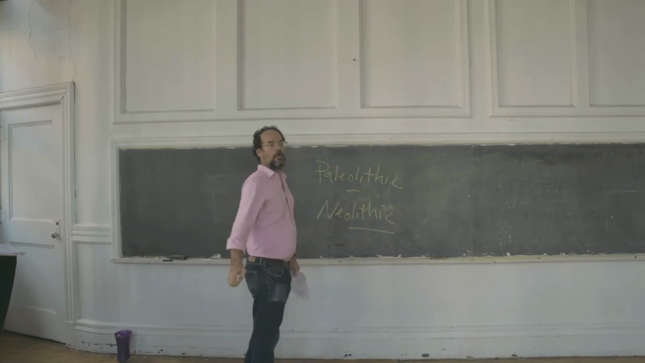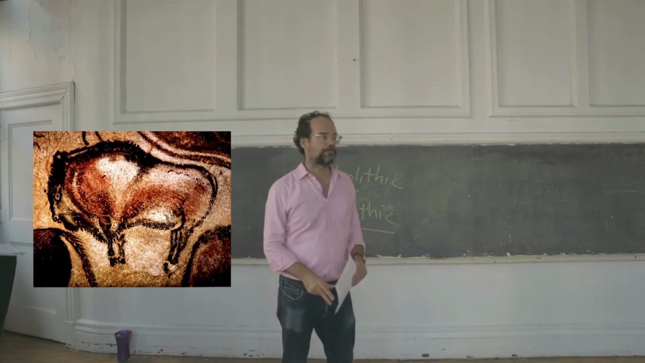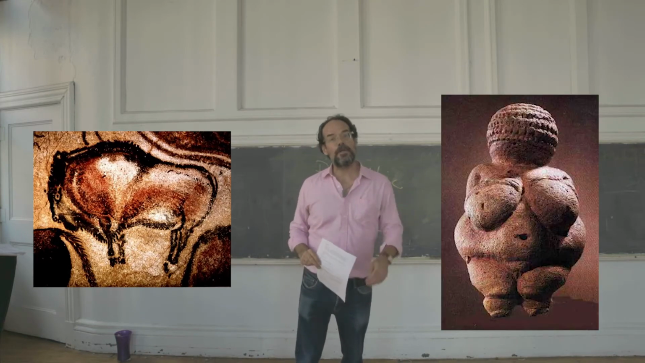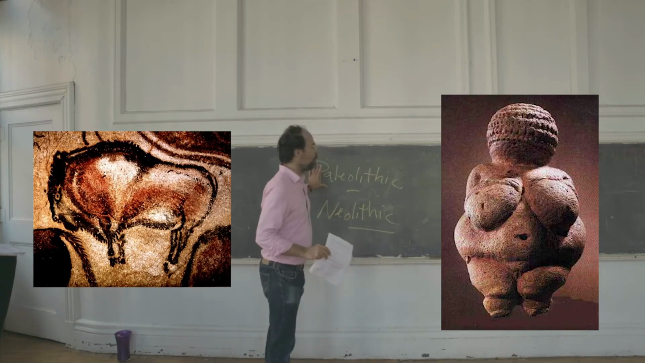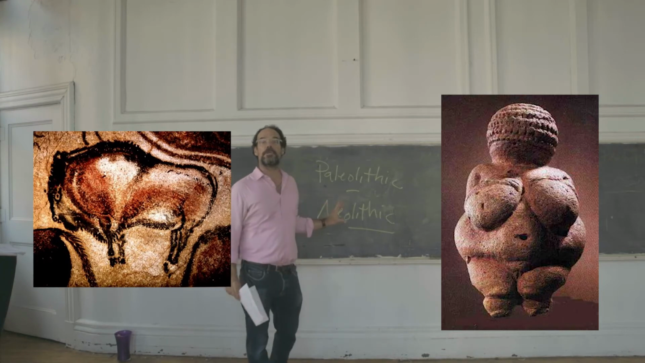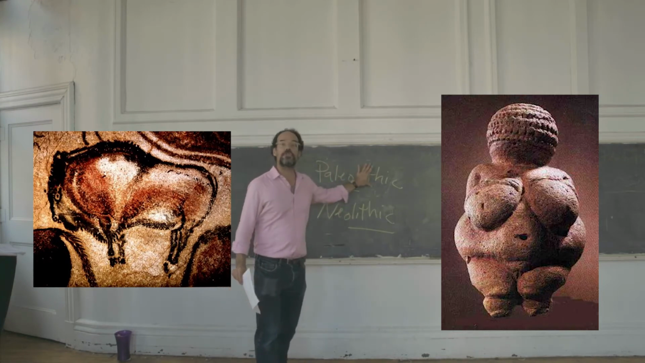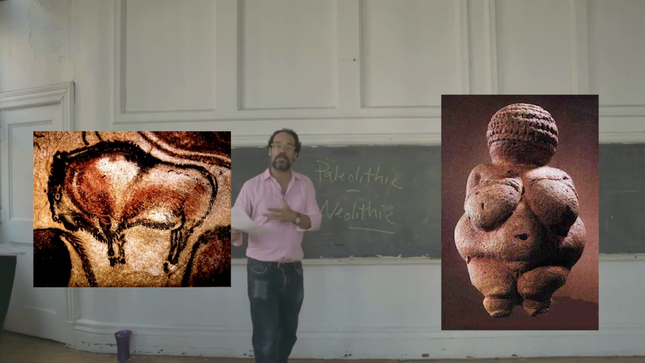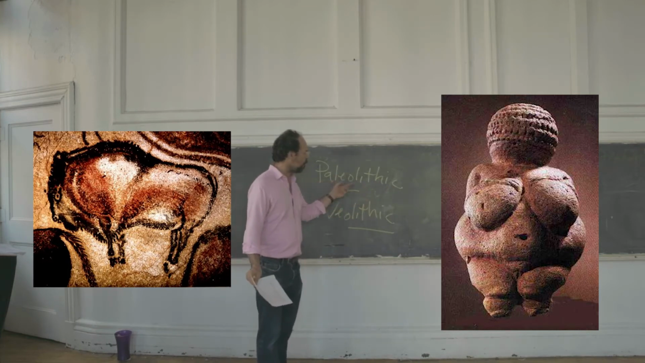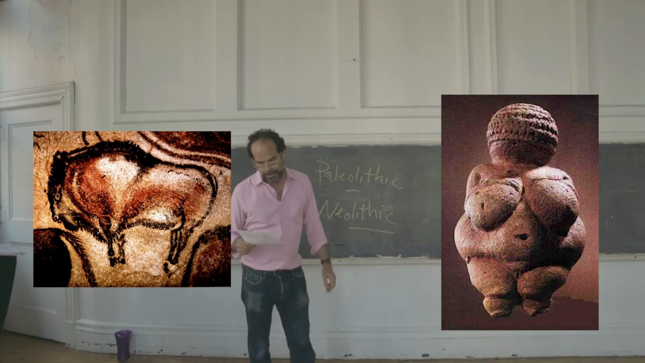Here's an example of Paleolithic art. Here's an example of Neolithic art. Now, Paleo means old, Neo means new. This is Old Stone Age. Lithic is stone. Lithography is a medium of printing in stone. So we have Old Stone Age, New Stone Age.